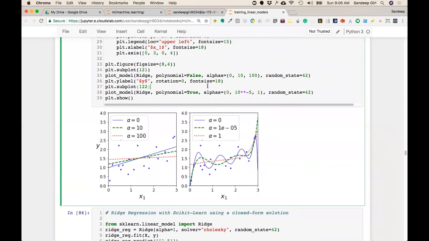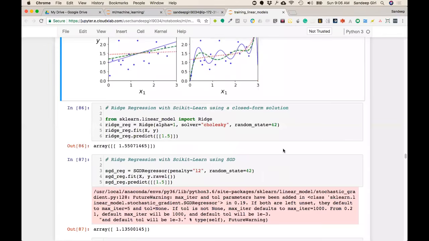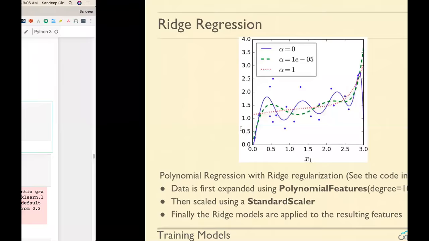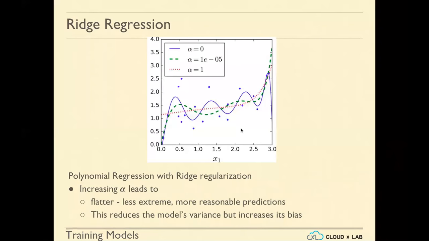So this is what we are basically doing. You can see the impact of alpha on the graph. When alpha becomes higher, it is kind of a straight line. When alpha is lower, it's very curvy, so it's trying to overfit the data. That's the sole idea behind ridge regression. All right. So polynomial regression with ridge regularization, increasing alpha leads to flatter, less extreme, more reasonable predictions. This reduces the model's variance but increases its bias.